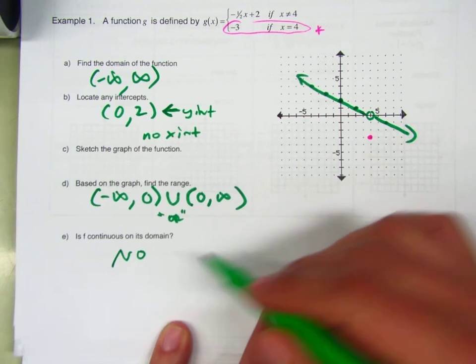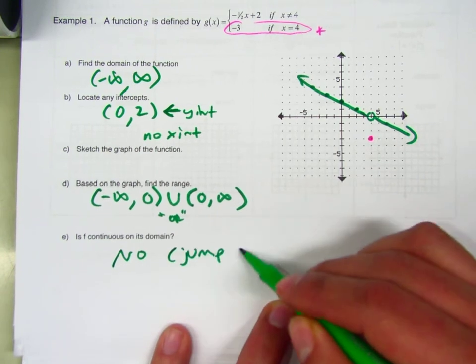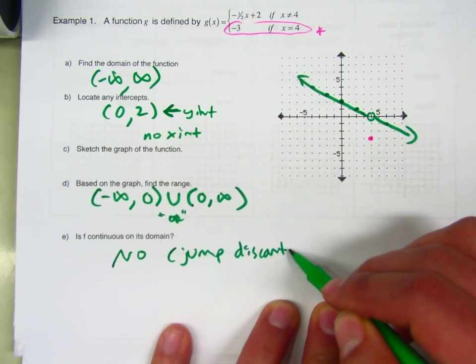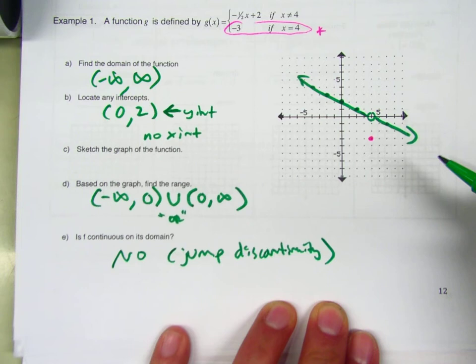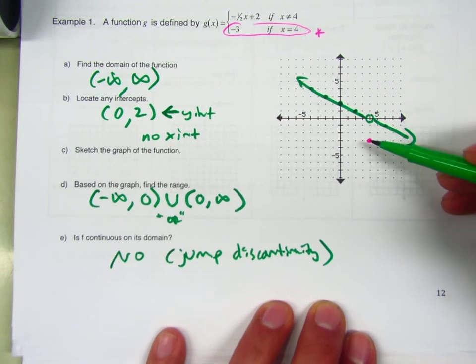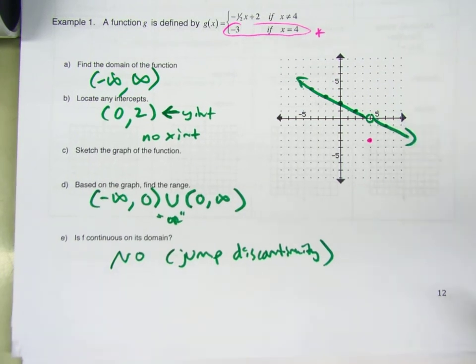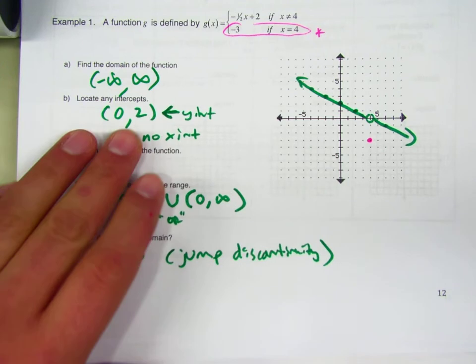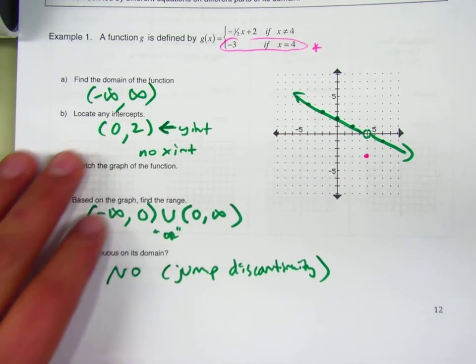And by the way, this is a jump discontinuity because we jump. Good way to remember it. We jump from 0. Instead, we want to have 4 for our answer. And then we jump right back to where we should be after that. Okay? Any questions on that?